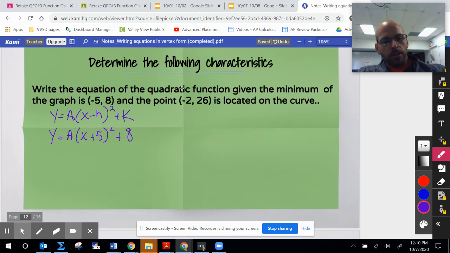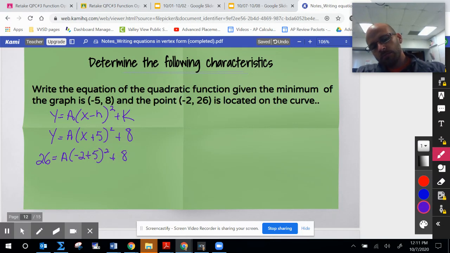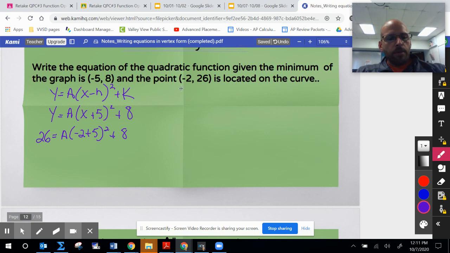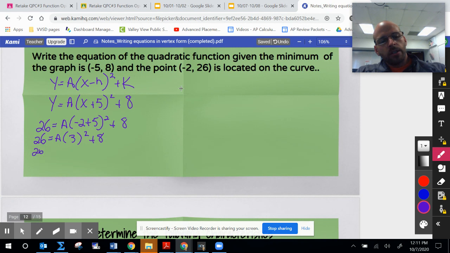So I put in the vertex. Now I'm going to put in the other point. So the y value is 26. The x value is negative 2. I'm going to simplify. So negative 2 plus 5 is 3 squared plus 8. I'm going to square that 3, which gives me 9a plus 8. Subtract the 8. I get 18 equals 9a. And if you divide by 9, you get a to be 2.